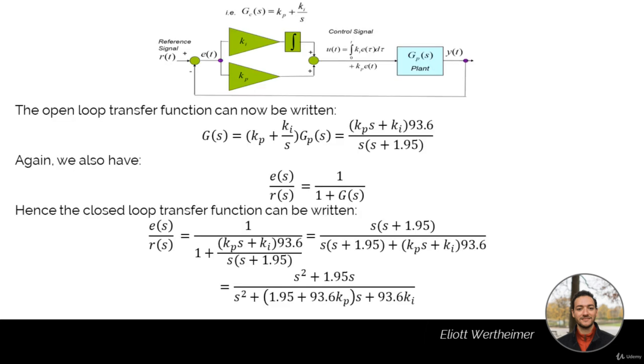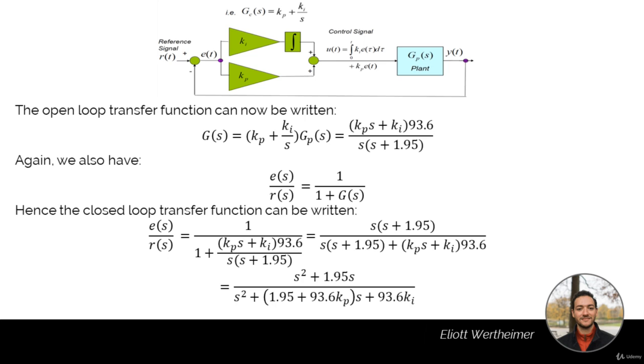As in the previous lecture, we start by calculating the open loop transfer function. As you will remember, the open loop transfer function is the transfer function of the controller multiplied by the transfer function of the plant. Here, in the case of a PI controller, it is Kp plus Ki over s multiplied by Gp(s). And we plug in the numbers that we have, we get that (Kp s plus Ki) multiplied by 93.6 is divided by s multiplied by (s plus 1.95).